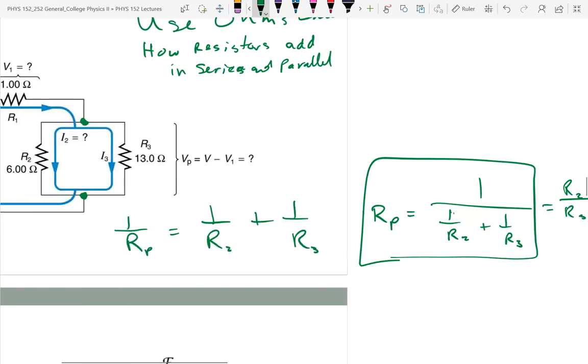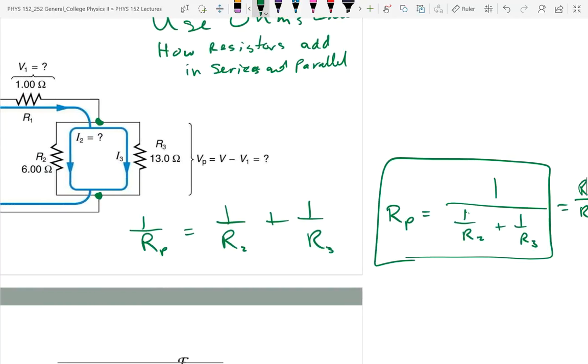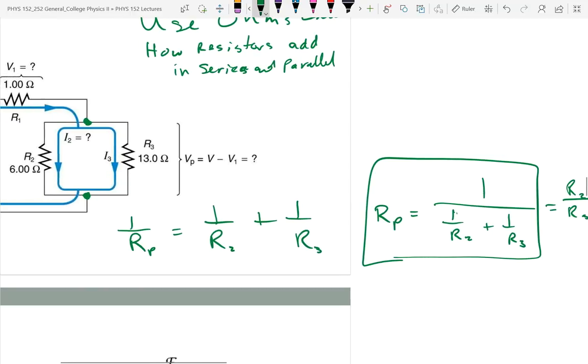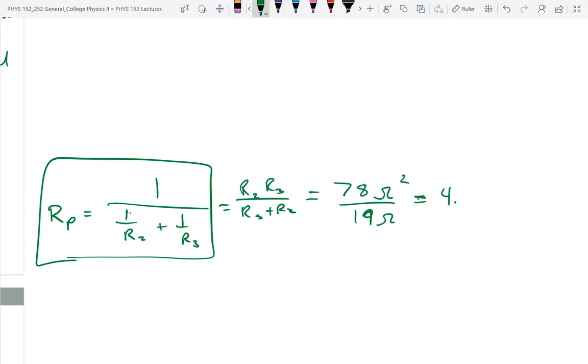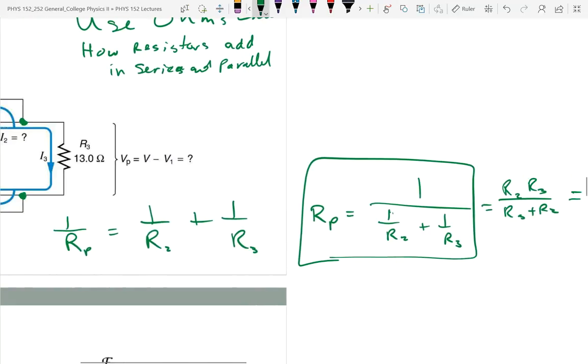But in this case, it's going to be easy enough to say, well, 6 times 13 is 78, and 6 plus 13 is 19. And so 78 divided by 19 is somewhere on the order of, if it was 20, it would have been 40 over 20. So it's going to be somewhere close to 4. What is the actual value, somebody? 4.1? So we have 4.1 ohms.